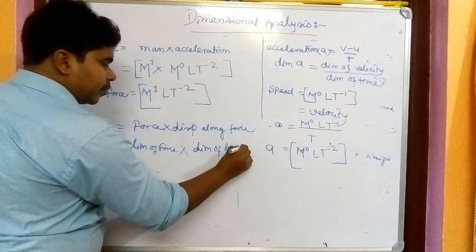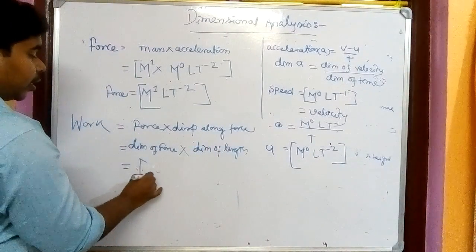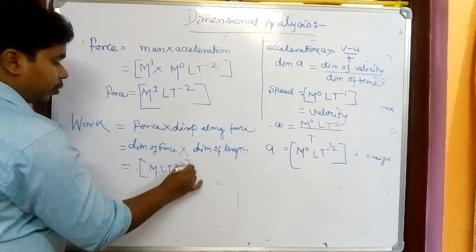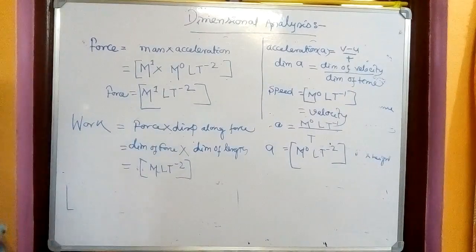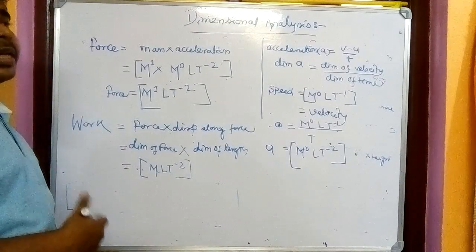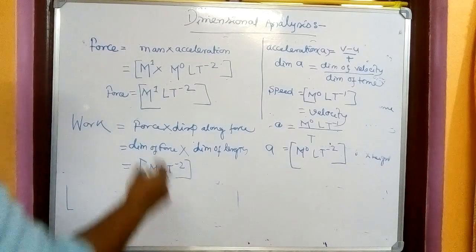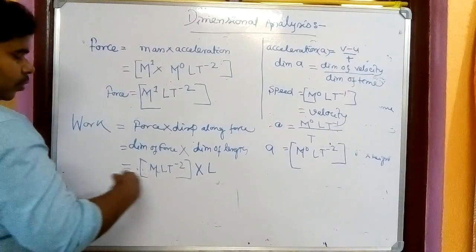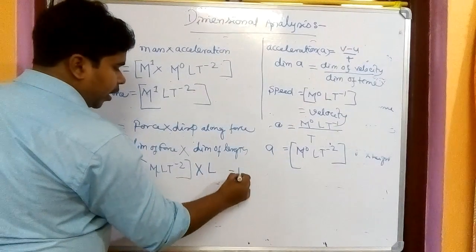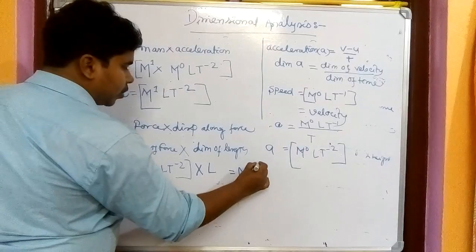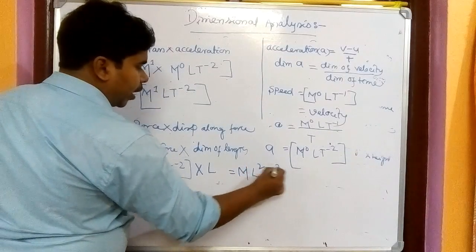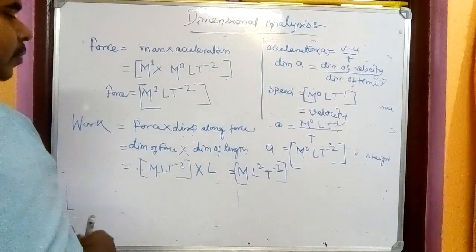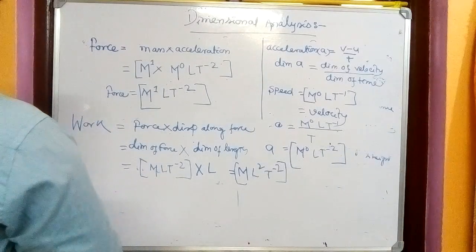So the dimension of force is what? M L T to the power minus 2. In the place of M to the power 1, we can also write M. Then you have to mention the power into L, so the total thing will come as M L square T to the power minus 2. So this is the dimension of work done. Okay, we have done density.